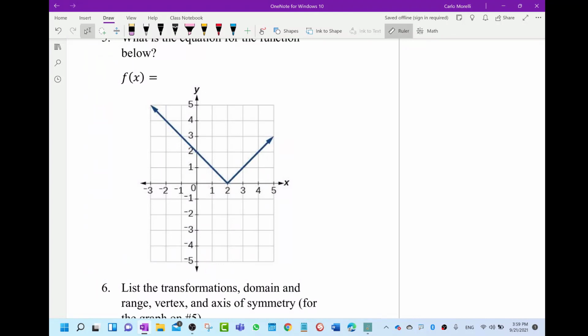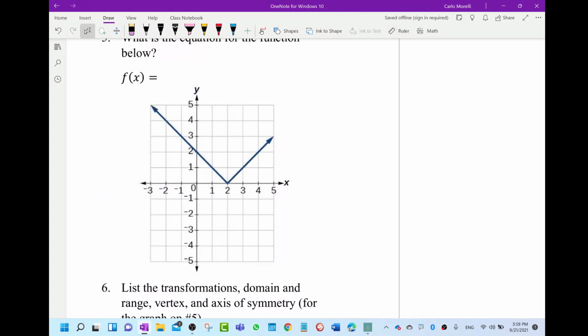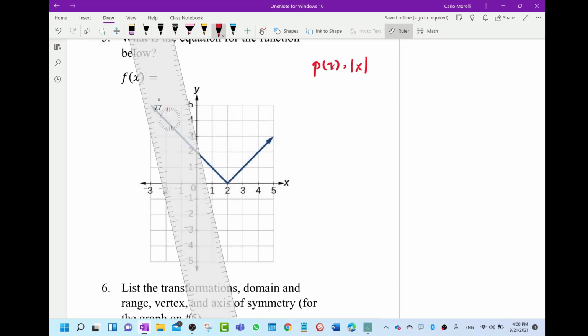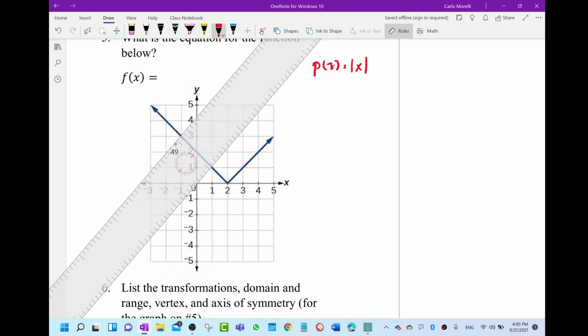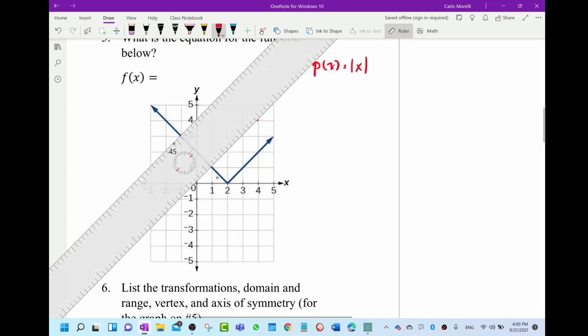Again, this wasn't shown to you, so let me just define it here. P of x is the parent function: P of x equals absolute value of x. Okay, so now let me draw it in. It's basically just that 45-degree line passing through the origin. What I'm trying to do is get it to pass through all these points here.